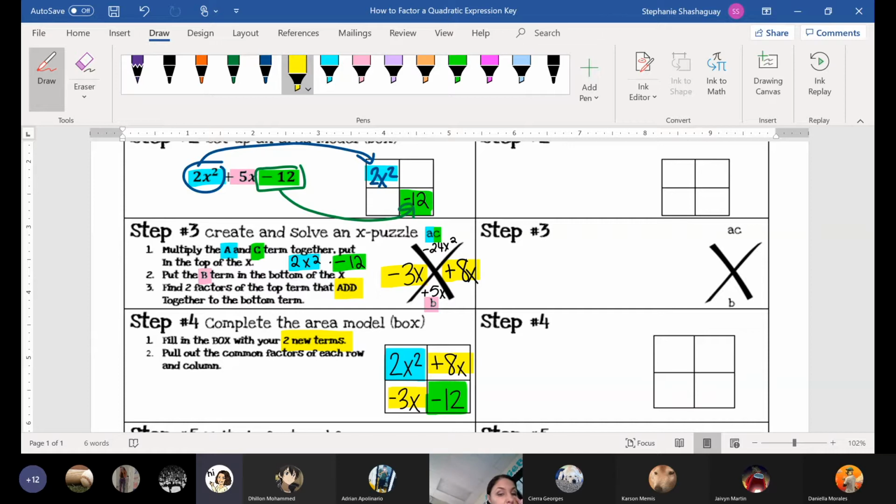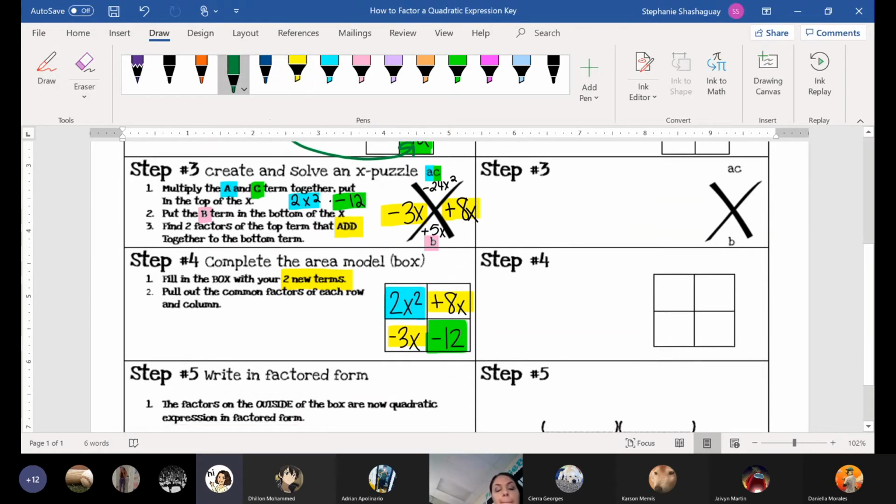And now I'm going to pull out the common factors for each row and column. Okay, so pulling out our common factors, I've got a 2x squared and a plus 8x. A common factor here is going to be a positive 2 and x. Okay, because both boxes have an x and both of the numbers are divisible by 2. If I go below, I have a negative 3x and a negative 12. So I can factor out a negative 3.